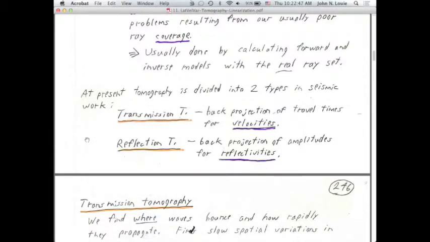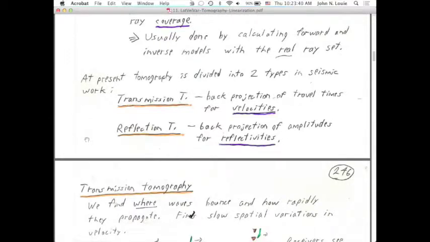Okay, now as I mentioned, this is transmission tomography. That's the classical seismological tomography. It's the back projection of travel times for velocities. And really, classically, it's the back projection of delays for slowness perturbations. And then there's reflection tomography. Reflection tomography, as I use it, is the back projection of amplitudes for reflectivities. And what do we know that as? That's actually migration. Okay, except when we get into real reflection tomography later on, we're going to care much more about what the amplitudes are, not just the phase and the timing.